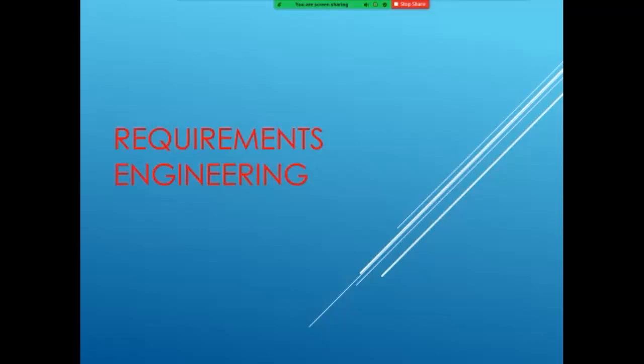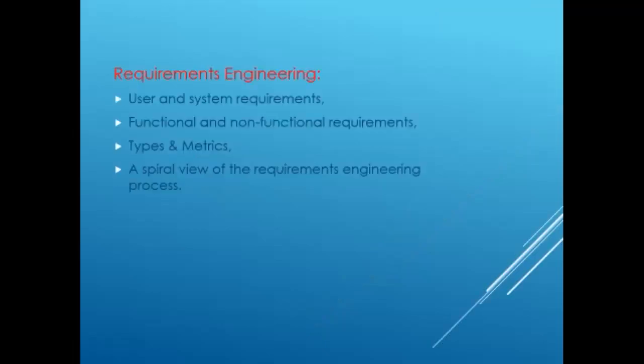Hello friends, the topic is requirements engineering. Friends, in requirements engineering, user and system requirements, we have to learn these topics: user and system requirements, functional and non-functional requirements, type and metrics, a spiral view of requirement engineering process. These are the topics we are learning in this second unit.